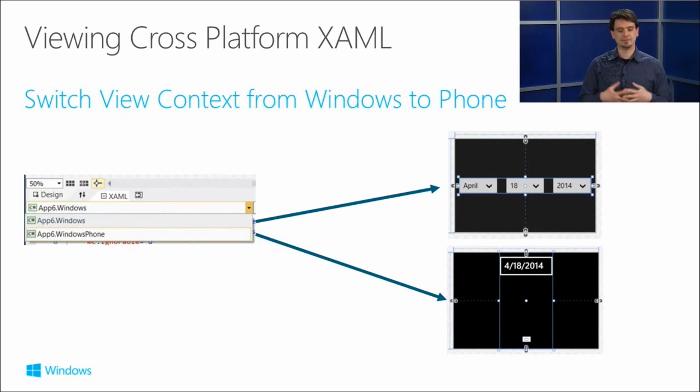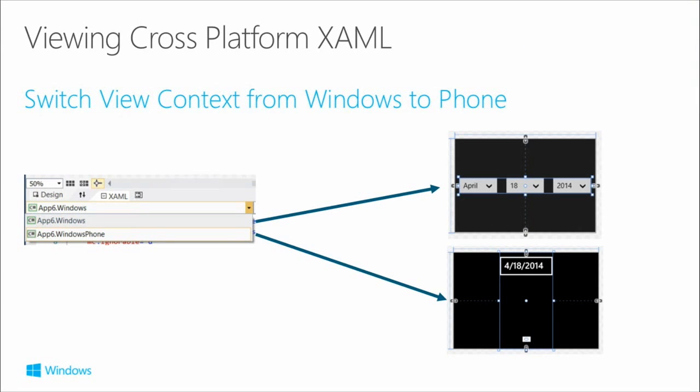XAML also has that view context switching. So you can have a screen that is targeted for Windows and for Windows Phone. And when you switch the context, it'll actually switch all of the context inside of the design view. What you see here is a page with a date picker, and when we switch the context from Windows to Windows Phone, the date picker switches because it's a different looking control on Windows Phone than it is on Windows. So we'll be able to see those differences shift right inside of our design pane without even running the application.